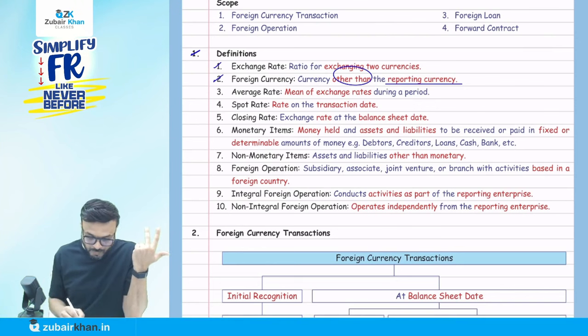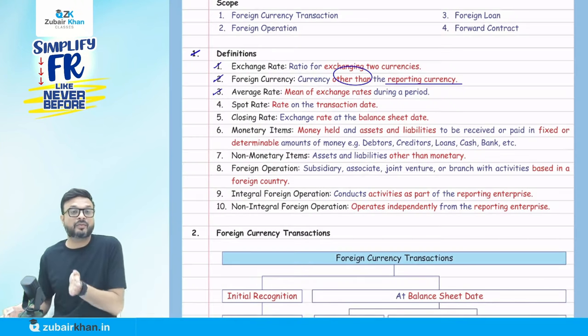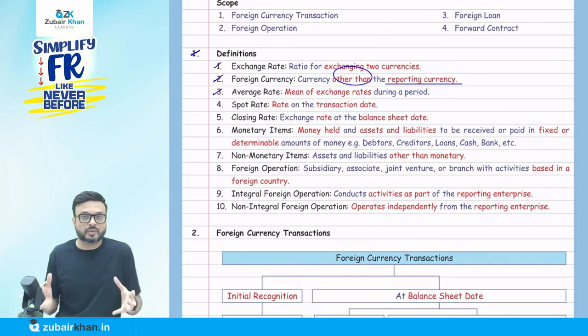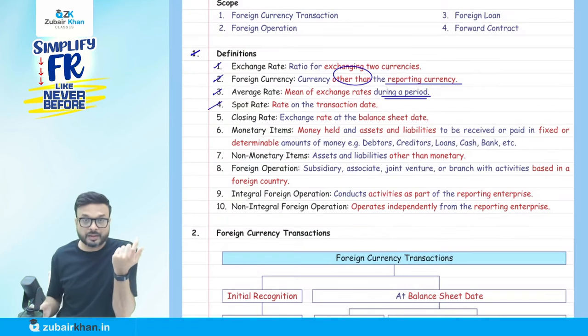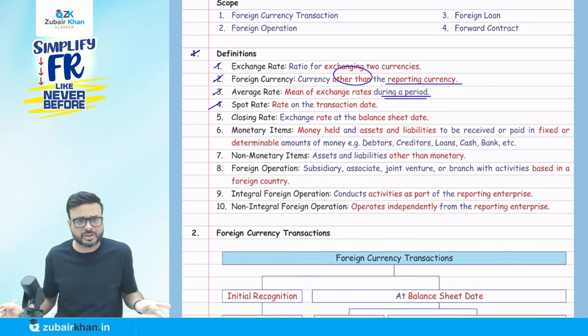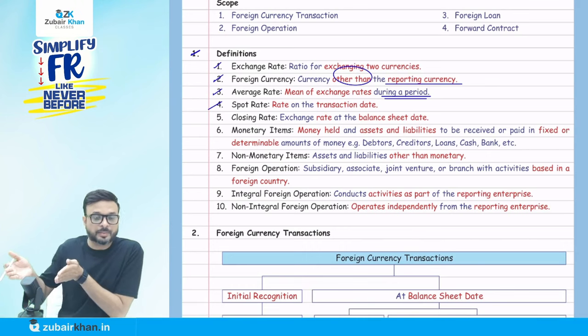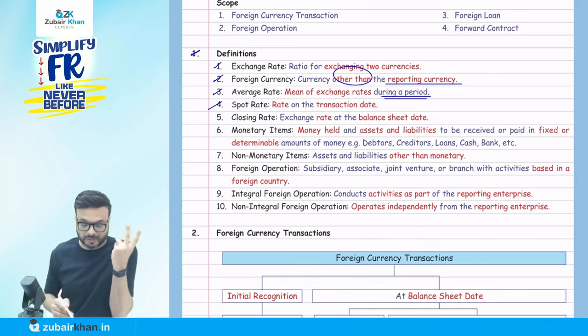What is the average exchange rate? We know that the exchange rate fluctuates daily. So the average of those we call the average rate, meaning the mean of the exchange rate during the period. Spot rate means the exchange rate on the date of transaction. Suppose I purchase on, let's say, 15th of March. We'll discuss the accounting later, but the rate on the date of transaction, we call it spot rate.